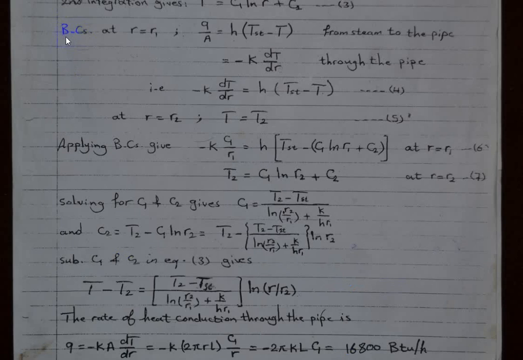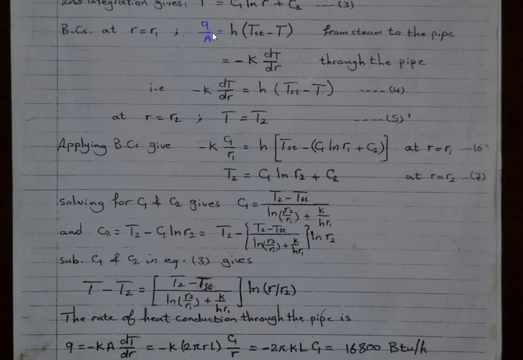BCs are the boundary conditions. At R equals R1, Q over A equals H times (T steam minus T). H is the heat transfer coefficient, the convection heat transfer coefficient, indicated here on the right hand side of the equation, equals Q over A. Q over A is the heat transfer flux.